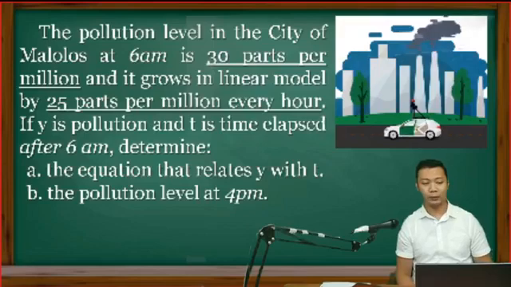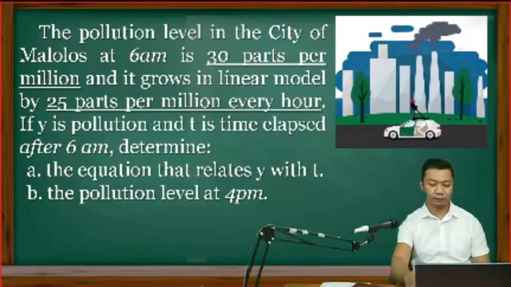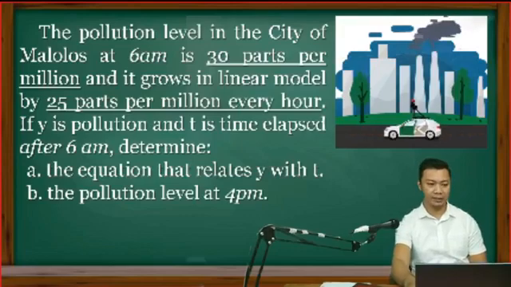If Y is pollution and T is time elapsed after 6 a.m., determine the equation that relates Y with T. From the function na gagawin natin later on, we will have our linear equation. And letter B, the pollution level at 4 p.m. From 6 a.m. up to 4 p.m., ilang oras na yung nakalipas. Okay, so let's solve using the following steps.